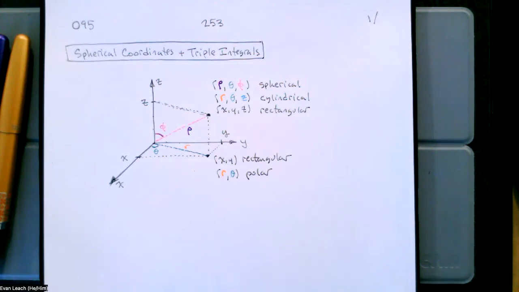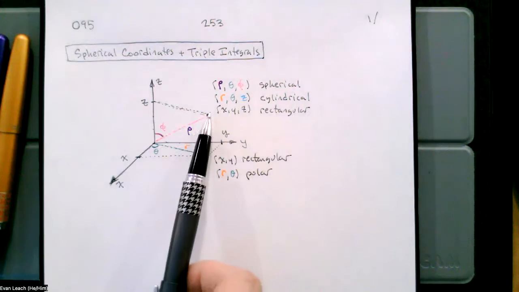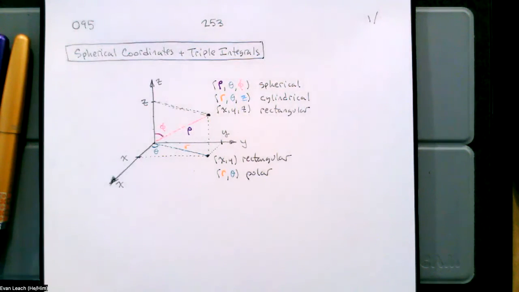We only get one distance, so our distance is the distance from the origin to the point in question. But then we're going to use two angles to locate that point. One angle is how much we need to rotate from the positive x-axis, and the second angle is how much we need to rotate from the positive z-axis.